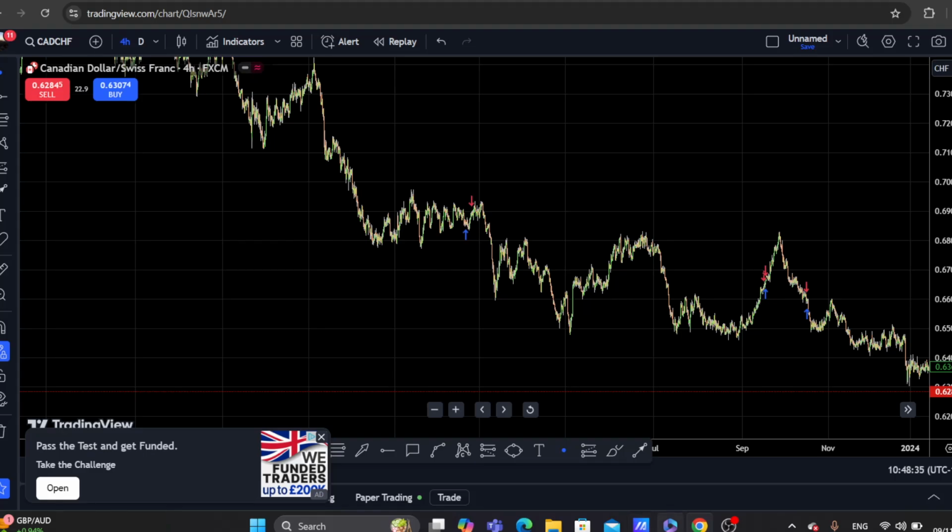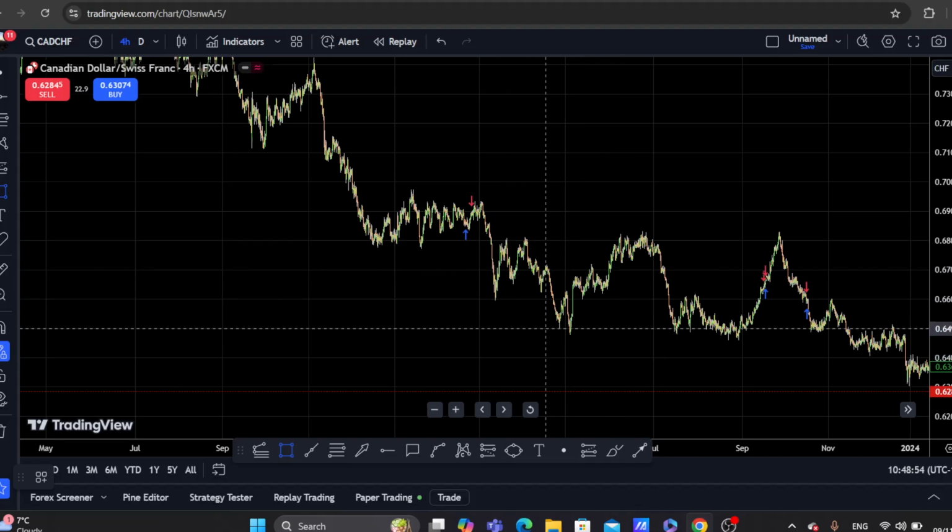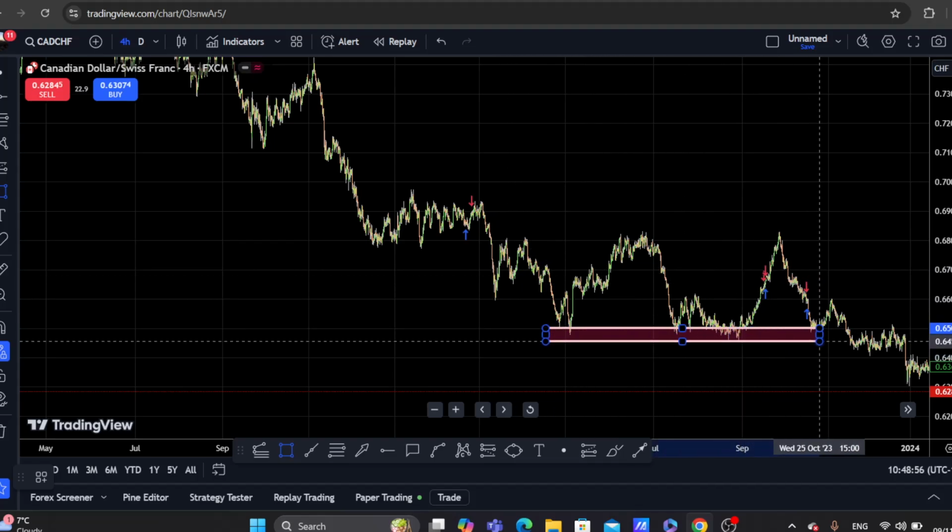Then if we are in an uptrend, it will basically do the opposite. Because we are downtrending, all we need to do is identify the bottom where we consolidated, and it is right here.